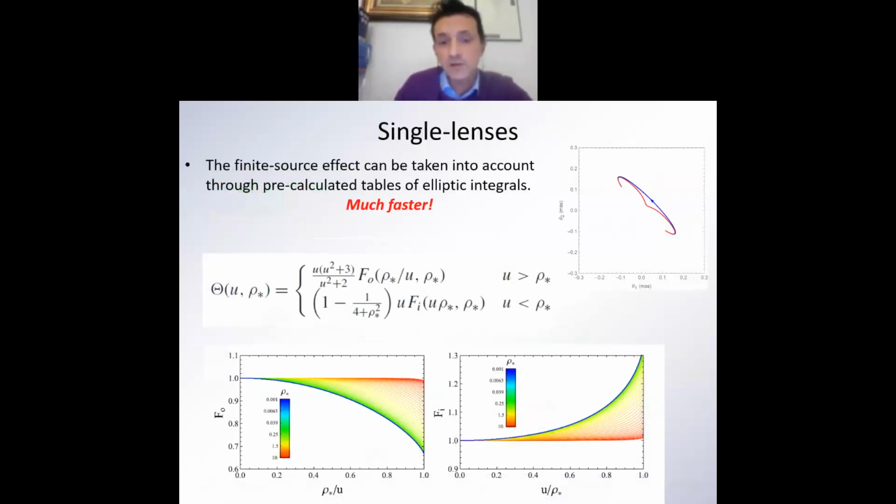For single lenses, actually, as Radek told, it's possible to do everything analytically. But if you have the finite source effect, this is done by the use of elliptic integrals. And elliptic integrals can be quite slow for the direct computation. So in this case, we prefer to use pre-calculated tables so that the computation goes very, very fast, keeping the accuracy.